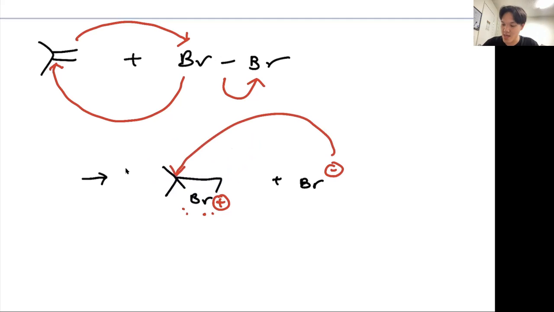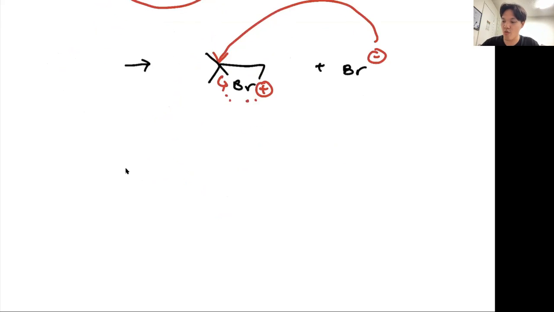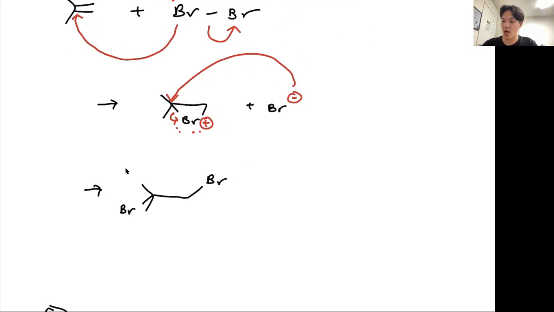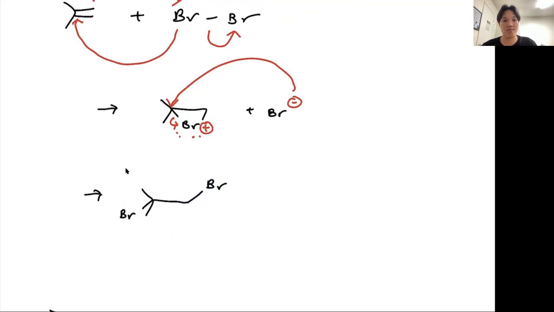As that happens, the bromonium ring closes or opens up, right? This one goes to the bromine. And then what we form is, the bromine here was opened up, right, right there. And then this carbon now has the bromine over here, right? So now we just made a 2-bromo alkane, right?